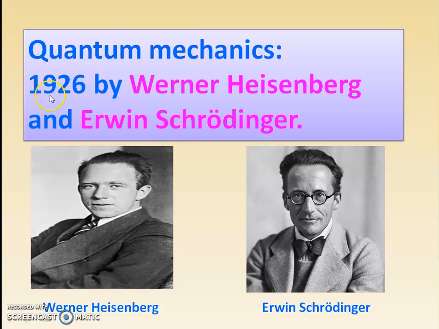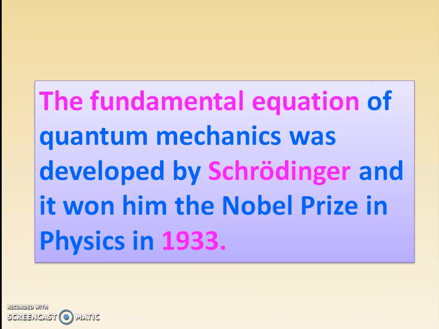This quantum mechanics was developed independently in 1926 by Werner Heisenberg and Erwin Schrödinger. These two scientists developed quantum mechanics. The fundamental equation of quantum mechanics was developed by Schrödinger, and this equation can be called the backbone of quantum mechanics, and it won him the Nobel Prize in Physics in 1933. So for this Schrödinger equation, Erwin Schrödinger won the Nobel Prize in Physics in 1933.